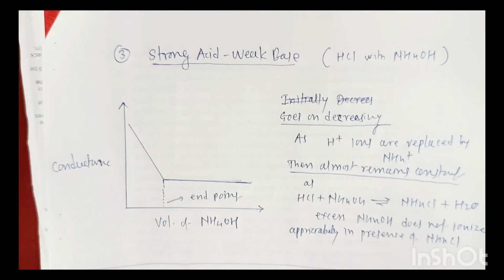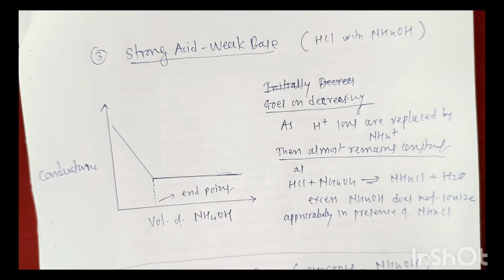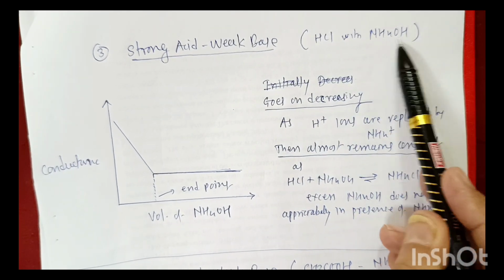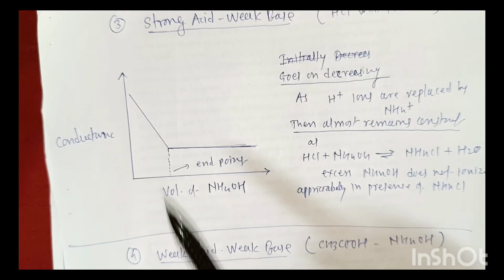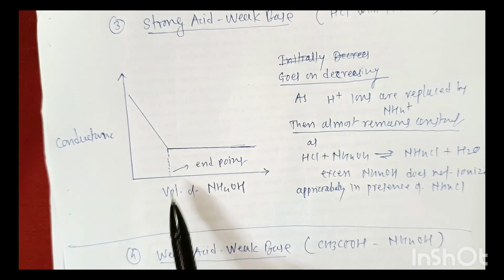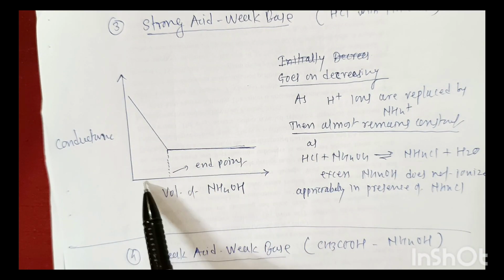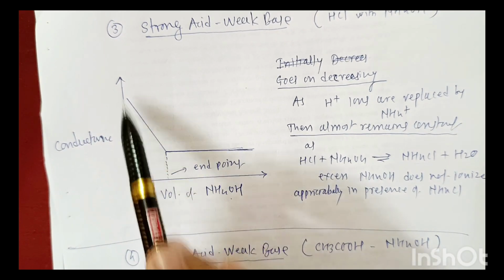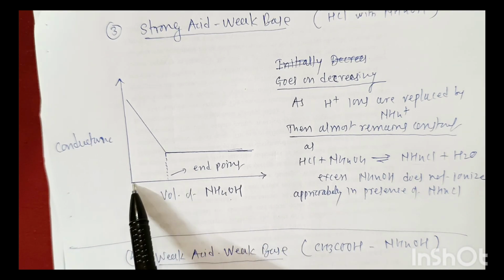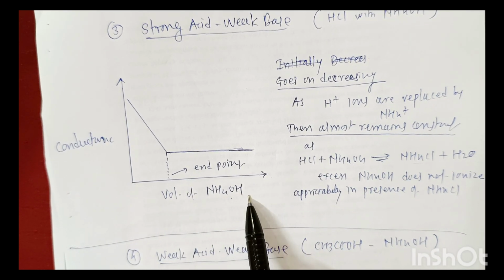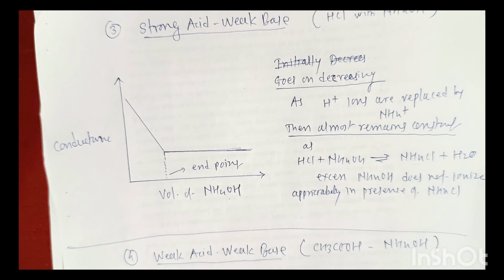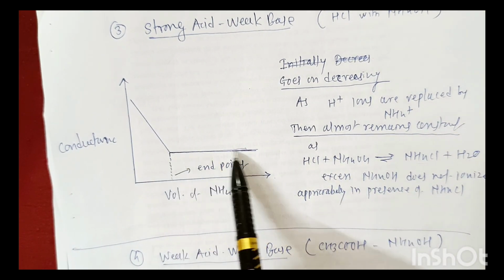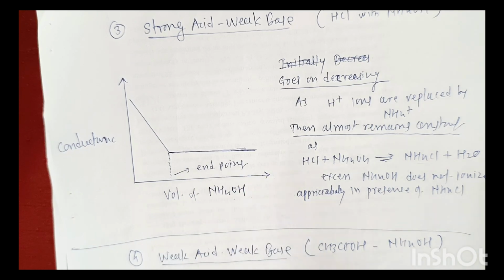The third one is strong acid versus weak base titration, that is HCl with NH4OH. NH4OH is a weak base. The graph is like this. The conductance goes on decreasing. Again, on the x-axis the volume of NH4OH added, and on the y-axis conductance is measured. Conductance goes on decreasing first, and then it almost remains constant, or horizontal to the x-axis.